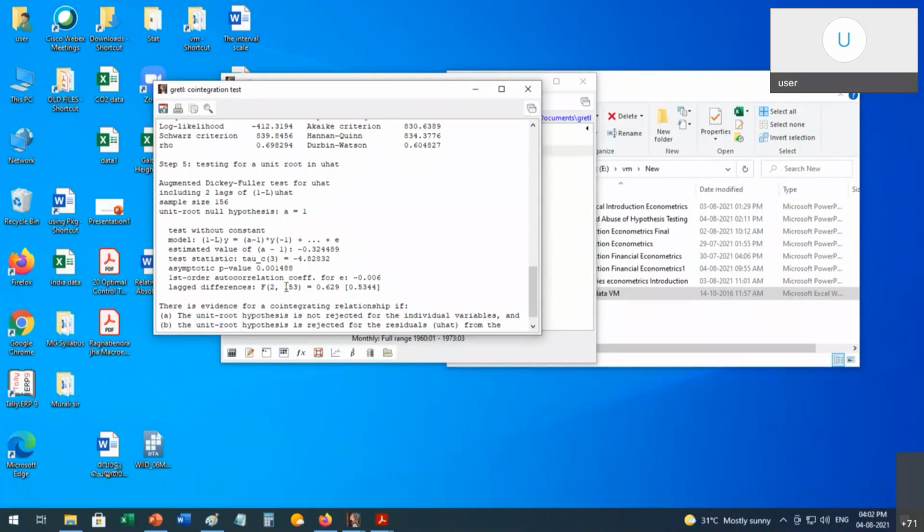Then how is it a multivariate technique we are applying here, no? See, Gretl is giving the co-integration test in that framework only.